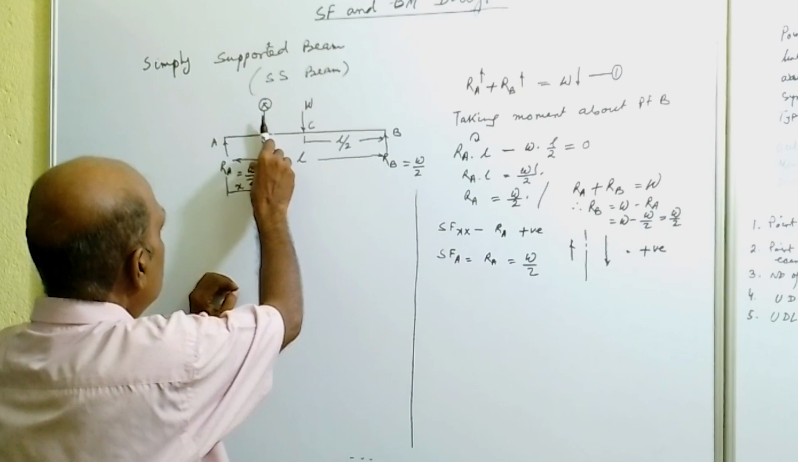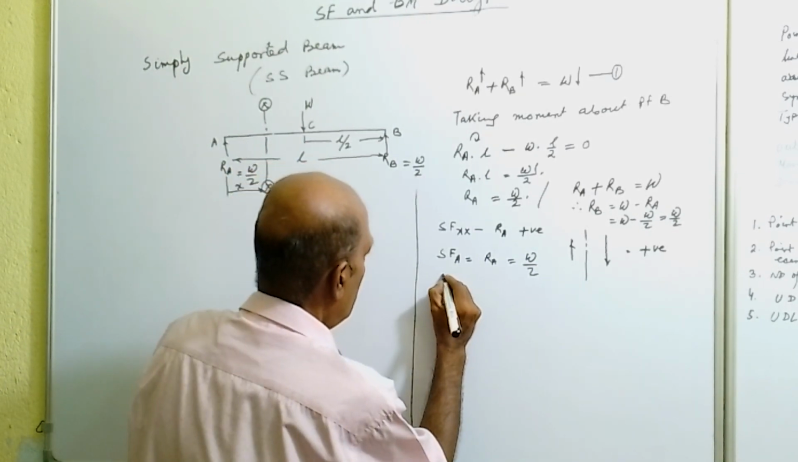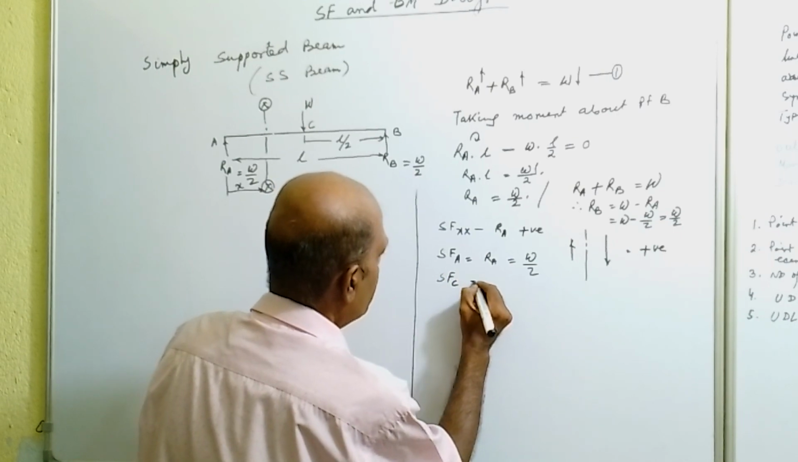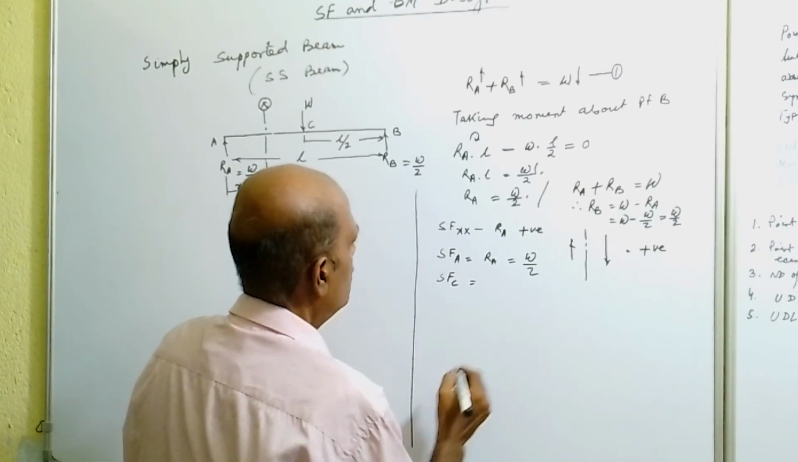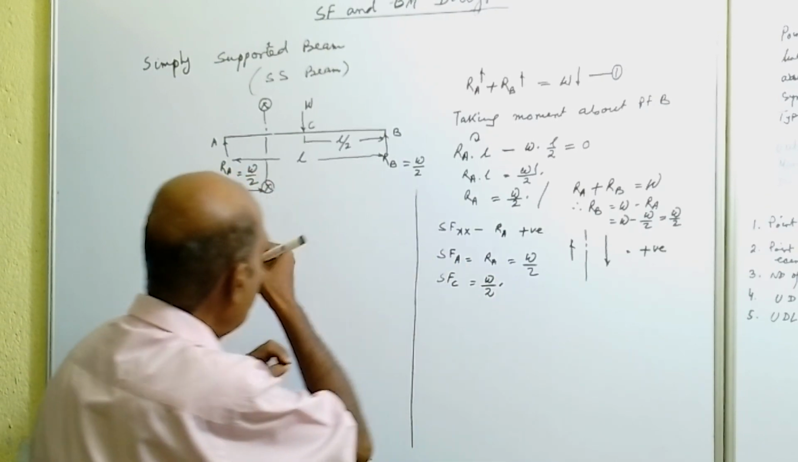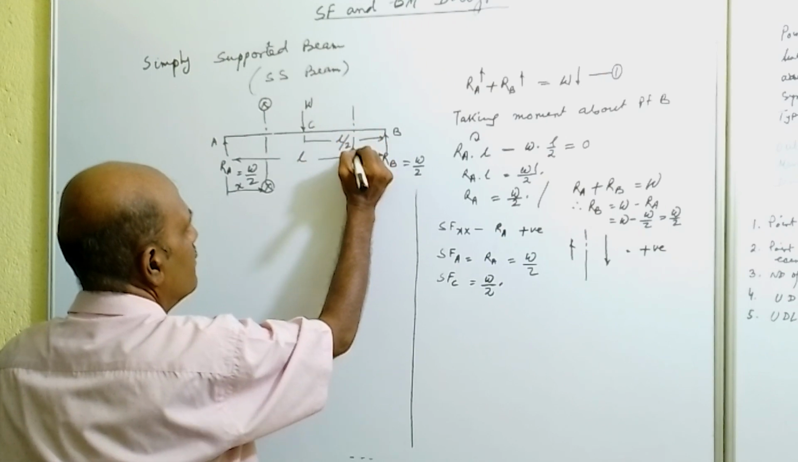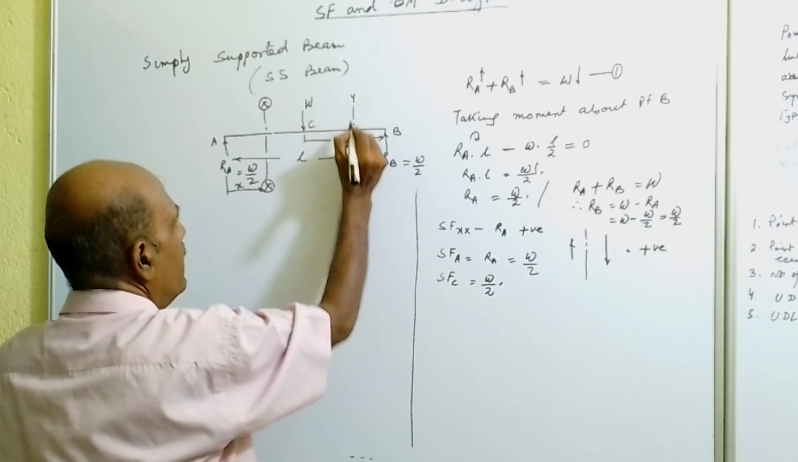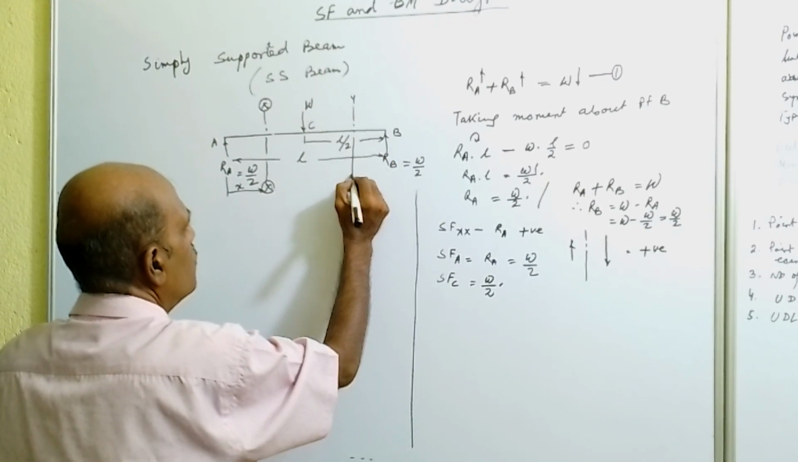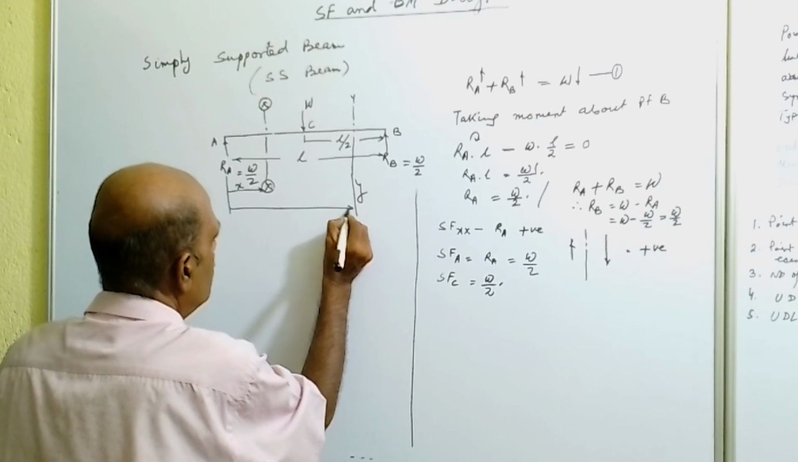Now slide the section to point C. Point C means one point left to point C. So we will get shear force at point C is equal to W by 2. It remains same. Now considering another section, say YY section, which is at a distance y from left support.